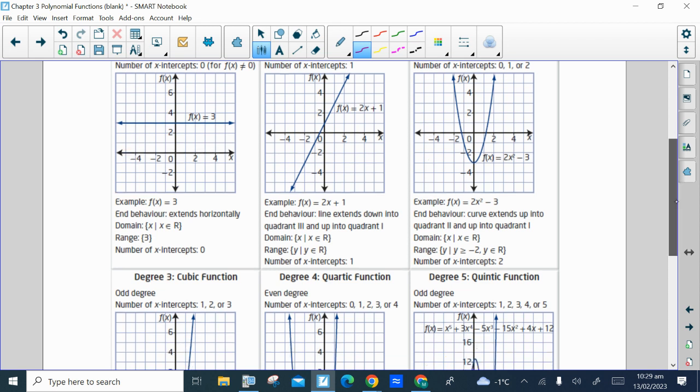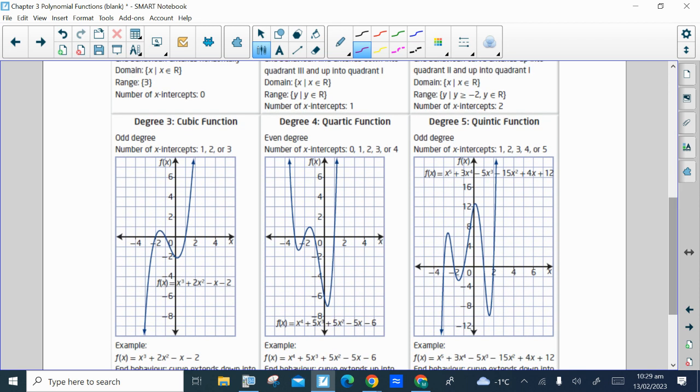Okay? When we look at the cubic function, that's a degree 3, and note there are 3 x-intercepts. And that's the maximum number of x-intercepts this could have. If you shift this graph up, let's say 1 unit, it would still have 3 x-intercepts. But if you shifted it up, let's say 3 units, now it would only have 1 x-intercept. But the maximum number of x-intercepts it could have is 3, which is the degree. So this is the pattern we're seeing now. The degree will tell you the maximum number of x-intercepts.